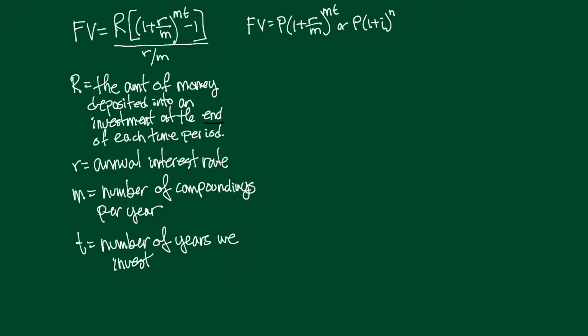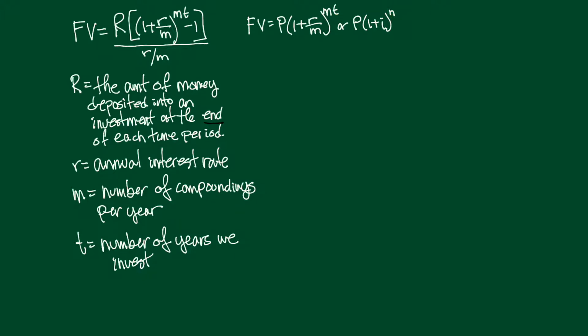Since when we invest, we're going to get compound interest, I want to write that compound interest formula here. That's what we had in the last section. Just to make the computations a little bit simpler, I'm going to replace r over M with i, the interest rate per period. And MT is the number of compoundings all in all, and I'm just going to represent that with N.